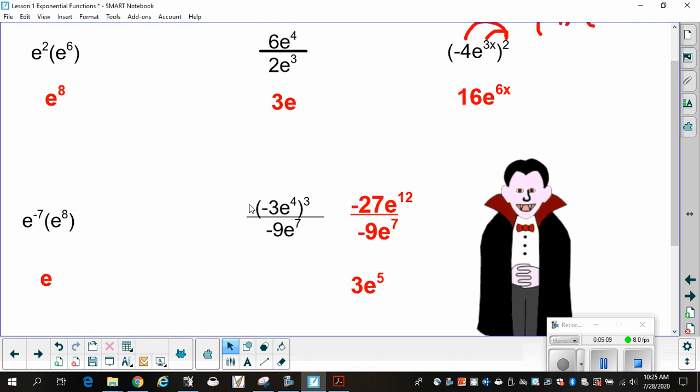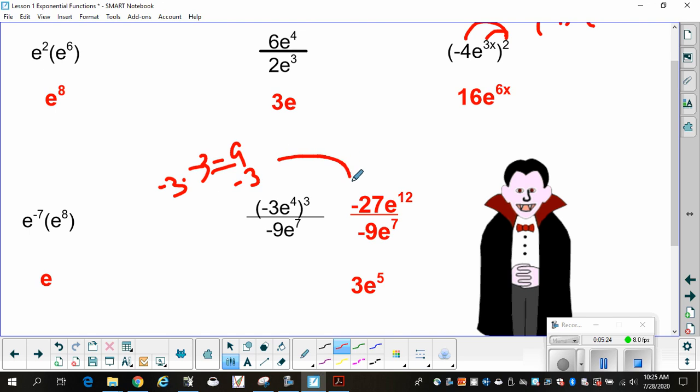Okay, remember first here you have to cube the negative 3. So negative 3 times negative 3. Negative 3 times negative 3 is positive 9, but you've got to cube it. So you do another times negative 3, and that's where you get your negative 27. Raising a power to a power means you multiply, so it's e to the 12th. The denominator, you don't do anything. Now, negative 27 divided by negative 9 is 3. 12 minus 7 is 5.